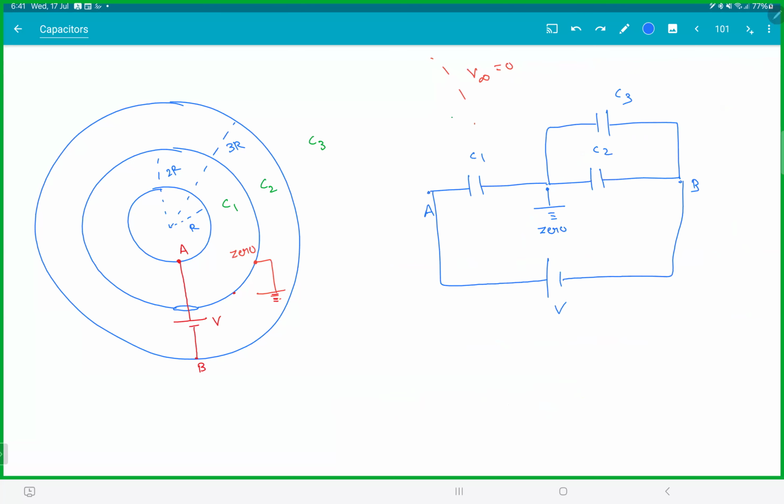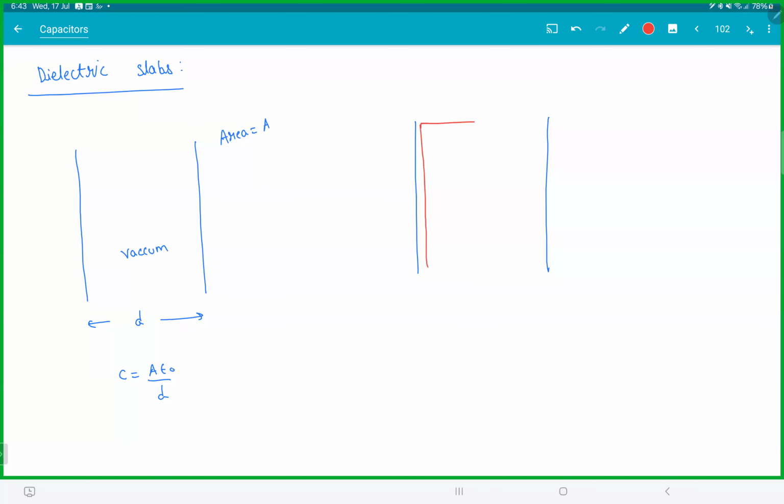Now, if you fill up this medium with a dielectric, you can actually touch this thing also. There's no problem. I'm just leaving a small space. So this is a dielectric slab. Dielectric slabs are generally insulators. So there's no problem of shorting. So even if you touch the metal plate, there is no problem.